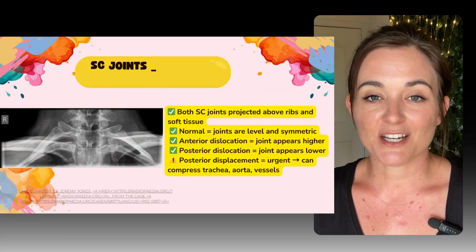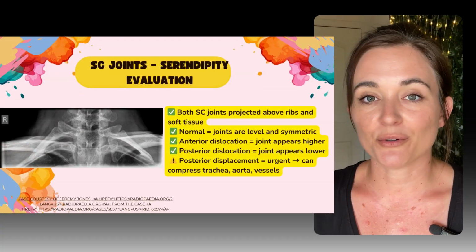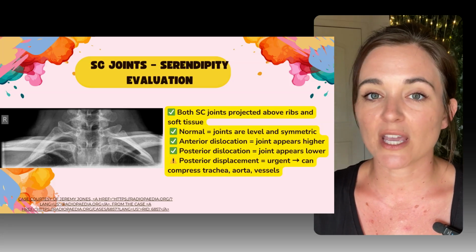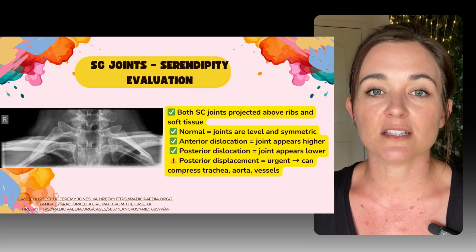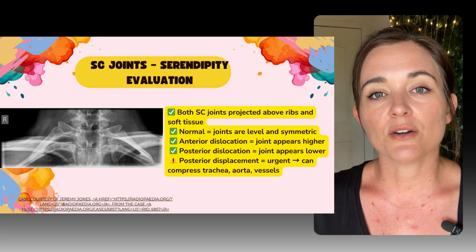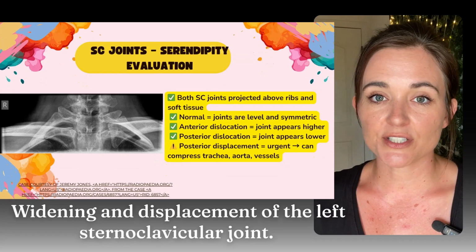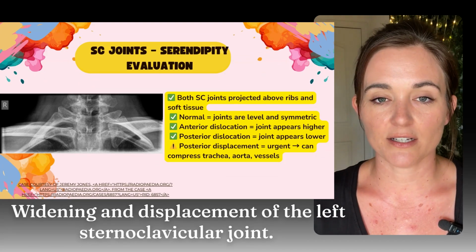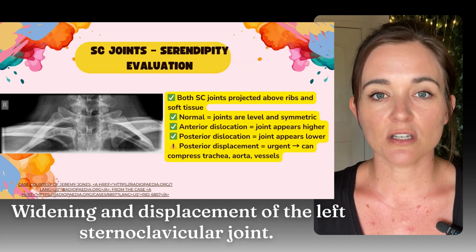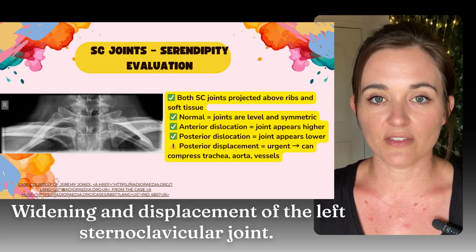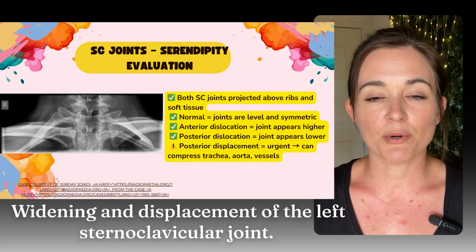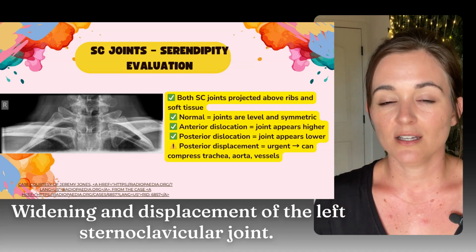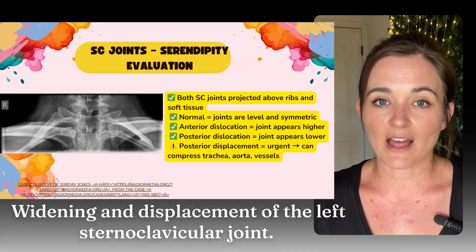All right, evaluation time. On a proper serendipity view, both SC joints will be visible and projected above the ribs and soft tissue shadows. Now here's the trick. Posterior dislocation, that joint will look lower than the unaffected side. Anterior dislocation, that joint will appear higher than the other. In a normal case, both joints should be at equal height. Asymmetry is your red flag.